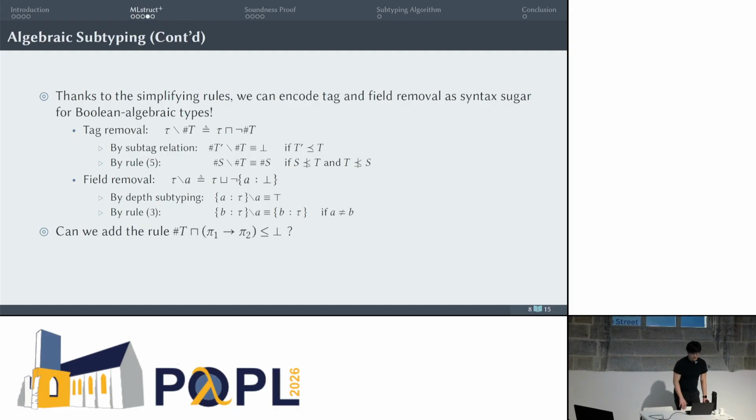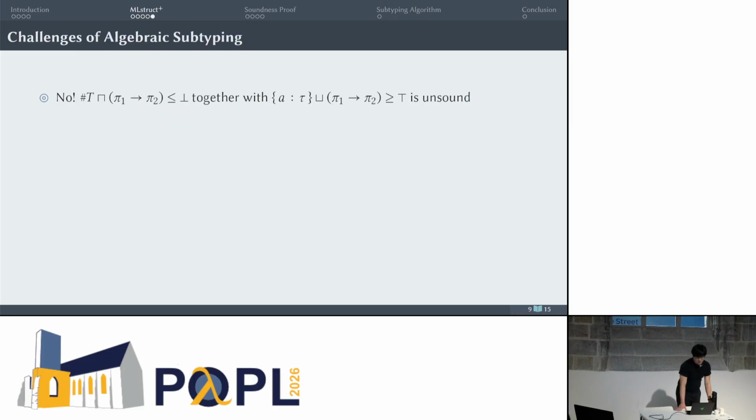Can we add the following rule here that says the intersection of a tag and a function is less than bottom? So it follows the same informal intuition as rule 5 we saw before, since no value inhabits both a tag and a function. The answer would seem to be yes, but in fact, the answer is no, since this rule together with the rule 4 we saw before would be unsound.